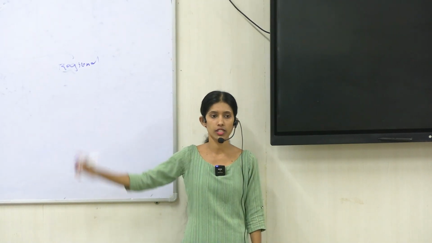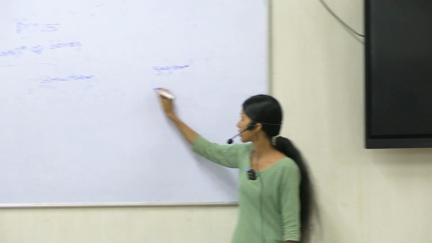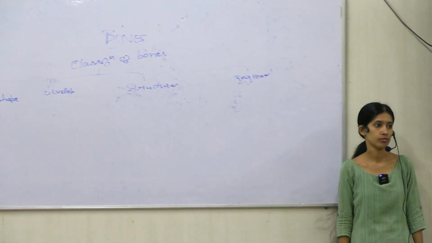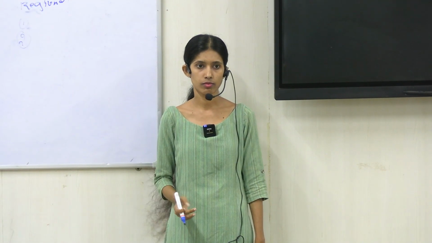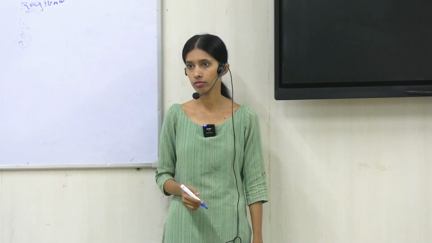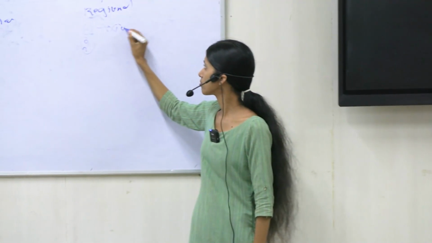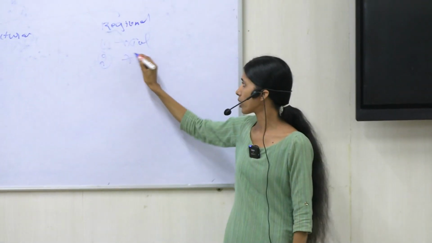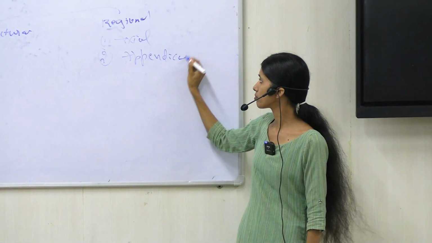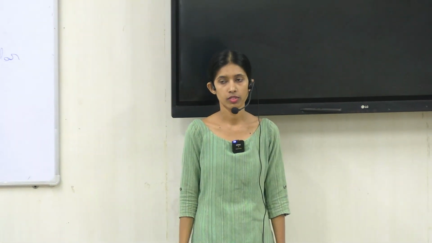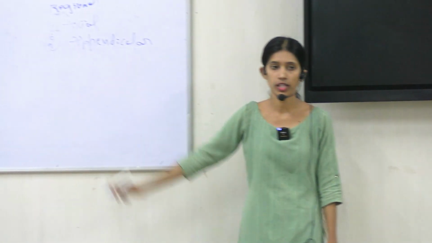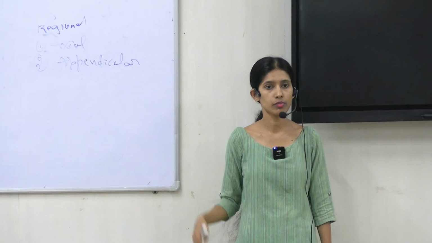We'll start from the regional classification. How many types are there in regional classification? Based on regions, how do we classify the bones? Axial skeleton and appendicular skeleton. Examples for axial skeleton: skull, vertebral column, thoracic cage. And appendicular skeleton is the bones of your upper limbs and lower limbs.